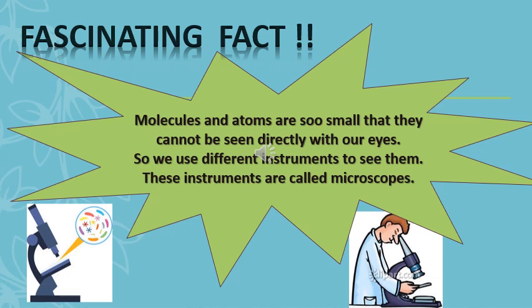Fascinating fact about matter is that matter is made up of molecules and molecules are made up of atoms. These molecules and atoms are so small that they cannot be seen directly with our eyes. So we use different instruments to see them. These instruments are called microscopes, and microscopes are also of different types which are used to see these tiny molecules or atoms.